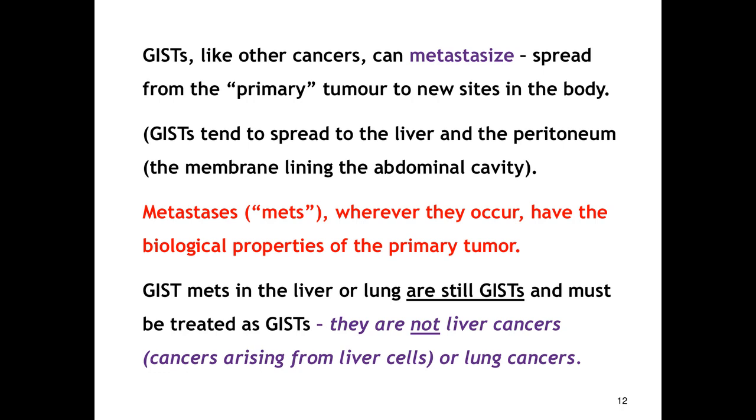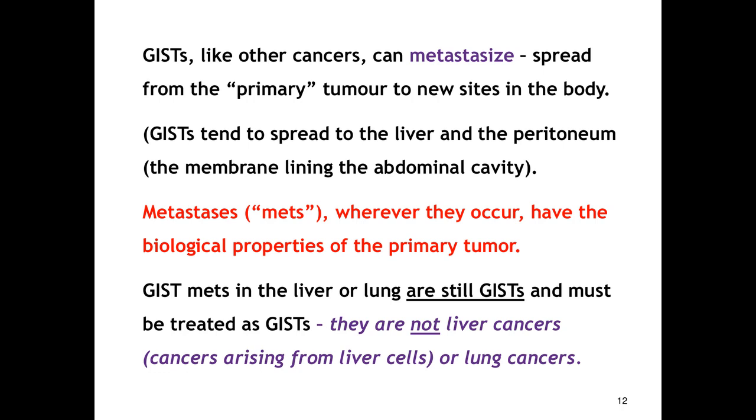I've highlighted this in red because it's another important point that is often a cause of confusion. Metastases, and we often call those METs for short, wherever a MET arises, if it's a GIST MET, it has the biological properties of GIST. Metastases have the same biological properties as the primary tumor. I like to say sometimes when I'm at a meeting in the USA or in England, I say I'm a Canadian. The fact that I've traveled to a new location in the US or in England or in Australia, it doesn't change my fundamental property of being a Canadian.